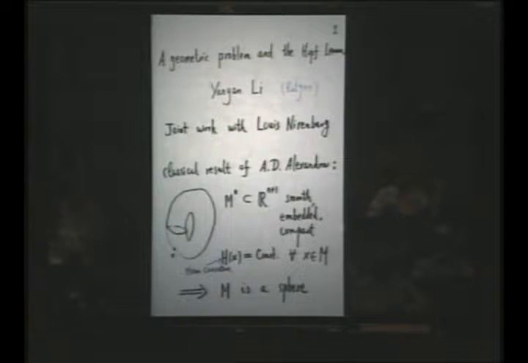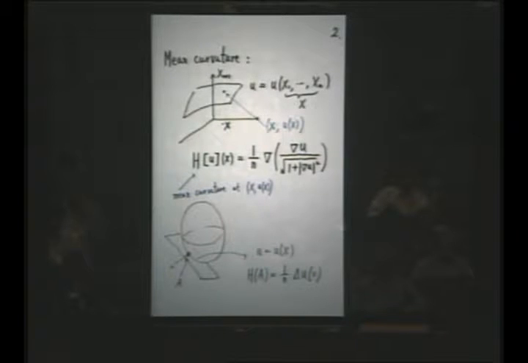So what is the mean curvature? Let's say you have a piece of surface given by the graph of a smooth function u defined in Rn. Then at every point, the mean curvature is given as follows: you take the gradient of u, divide it by the square root of one plus the gradient squared, and then take the divergence, so you get a number. That number tells you the mean curvature there. That's the mean curvature operator.